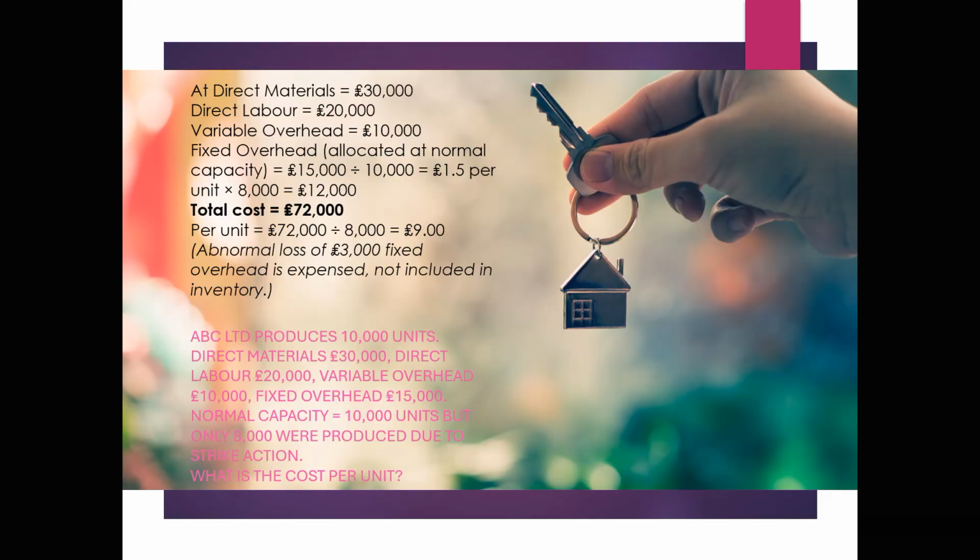So now you consider direct material cost, direct labor costs, and variable overhead, which is about 60,000. Then fixed overhead cost is going to be allocated at capacity of 10,000. So you have to do 15,000 divided by 10,000, which will give 1.5 per unit, then times 8,000 will give you 12,000. If you add that up, you get 72,000. So the cost per unit is going to be £9 per unit.